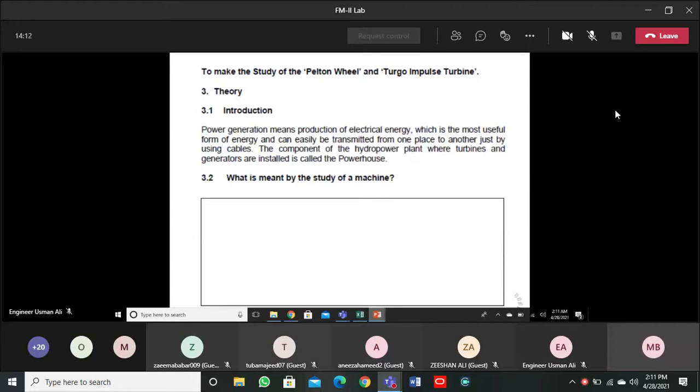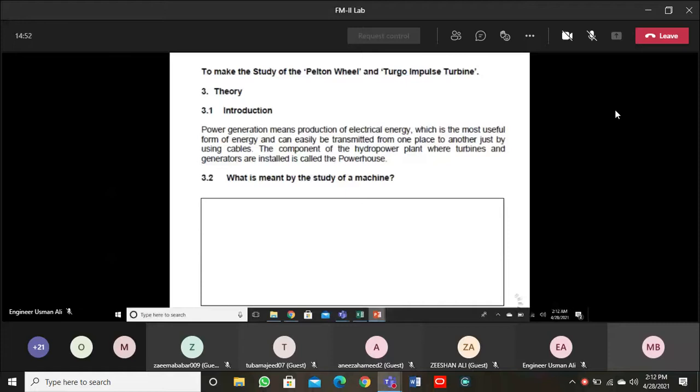One of the important machines of the powerhouse is the turbine, which converts the hydraulic energy of water into mechanical energy in the form of rotation of the shaft. Then this energy is transferred to the generator, which generates electricity by converting mechanical energy into electrical energy. Electrical energy is the most useful form of energy and can be easily transmitted from one place to another by using cables. The component of the hydropower plant where turbines and generators are installed is called the powerhouse.